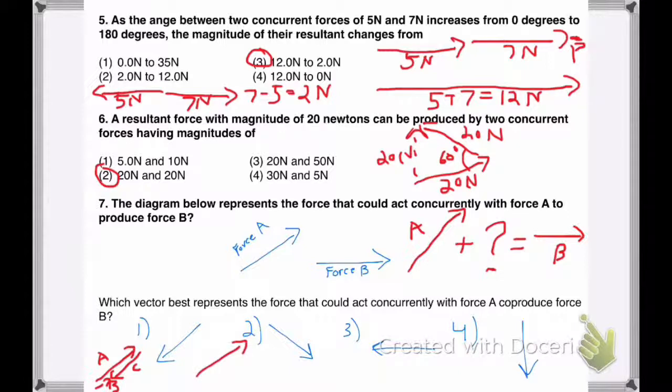If we had vector A and we added the answer, let's say C, that would produce a resultant B. Therefore, we can see that choice 2 would be our correct answer.